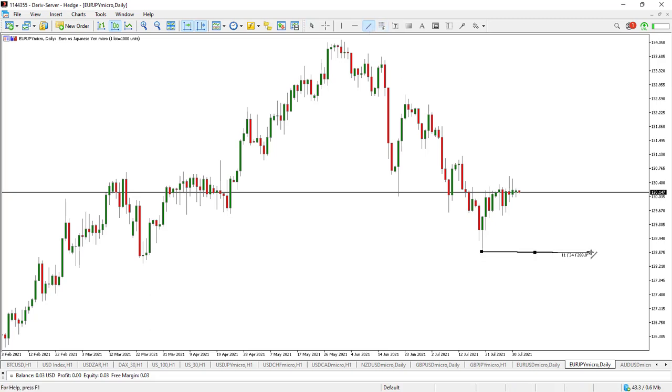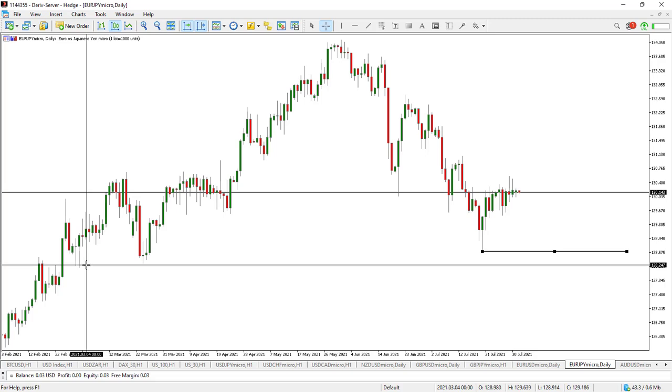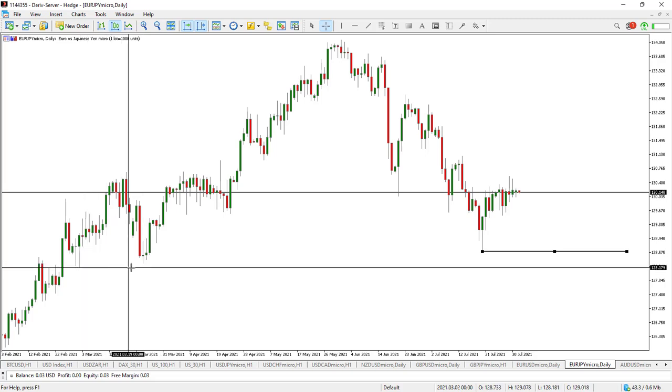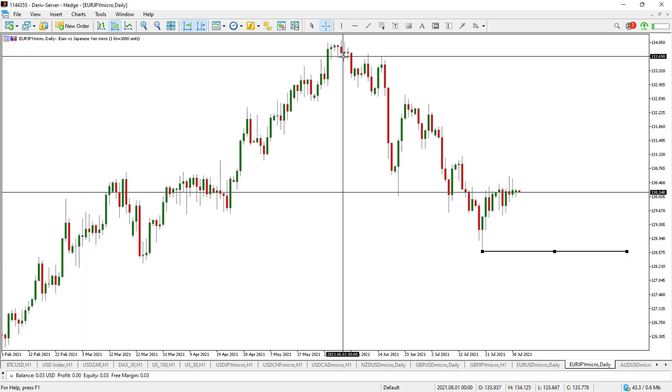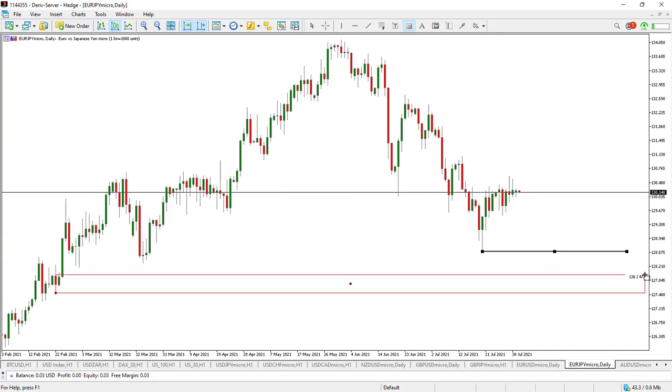This might be my first target, guys. Let me see. Here we are. We have these 2 equal lows that the market might target, and then that will be my main target for this pair.